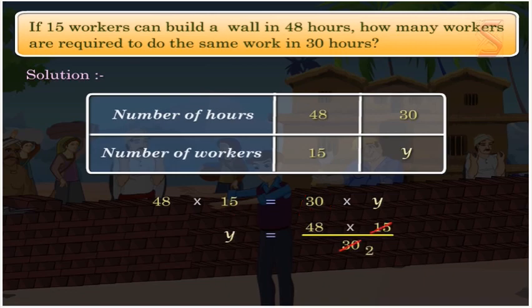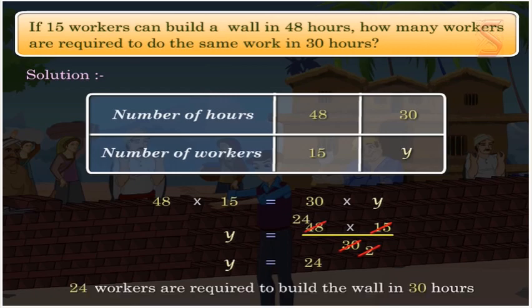Now let us simplify. 15 and 30 come in the same table. So 15 ones are 15, 15 twos are 30. Then again 48 and 2 come in the same table. So 2 ones are 2, 2 twenty-fours are 48. So now in the numerator we have 24 into 1. So 24 workers are required to build the wall in 30 hours.